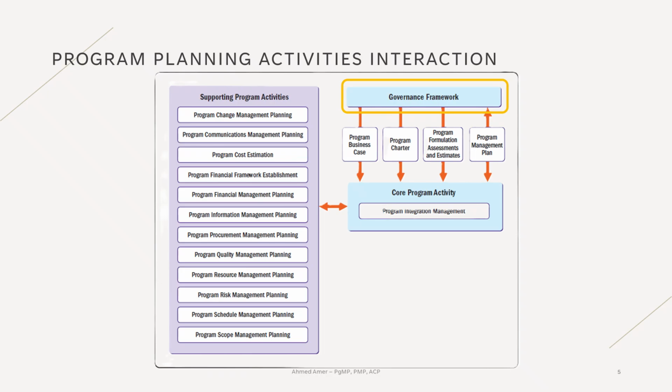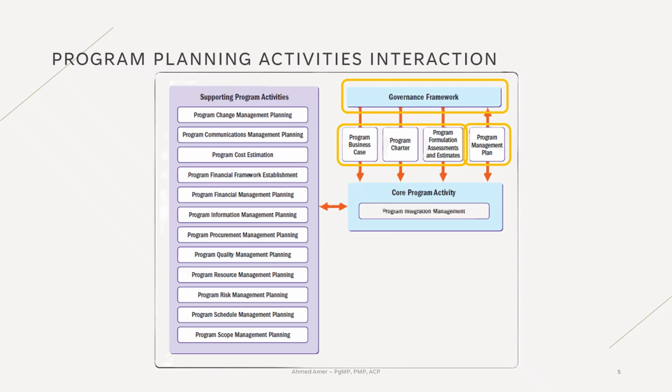When you look at the PMI's figure, you will notice something very clear. The work done during formulation phase dominates the landscape. The program business case, the program charter, and all the assessments and estimates we completed earlier are on the figure now. They become the foundation for everything we do in program planning subphase. All of this feeds directly into the development of the program management plan, which is the primary output of this subphase.